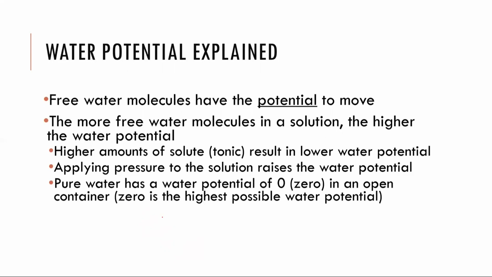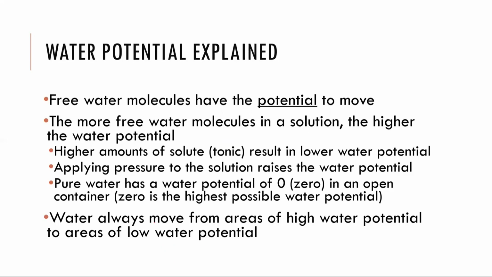And so pure water has a water potential of 0 if it's in an open container. That's the highest possible water potential. Everything else will be negative, which again, if you remember, that's going to be an issue, remembering that we're dealing with negatives a lot. As always, water moves from areas of high water potential to low water potential. Again, that just is a fancy way of saying from high concentration of water towards low concentration of water, which is exactly what diffusion and osmosis has always been about.